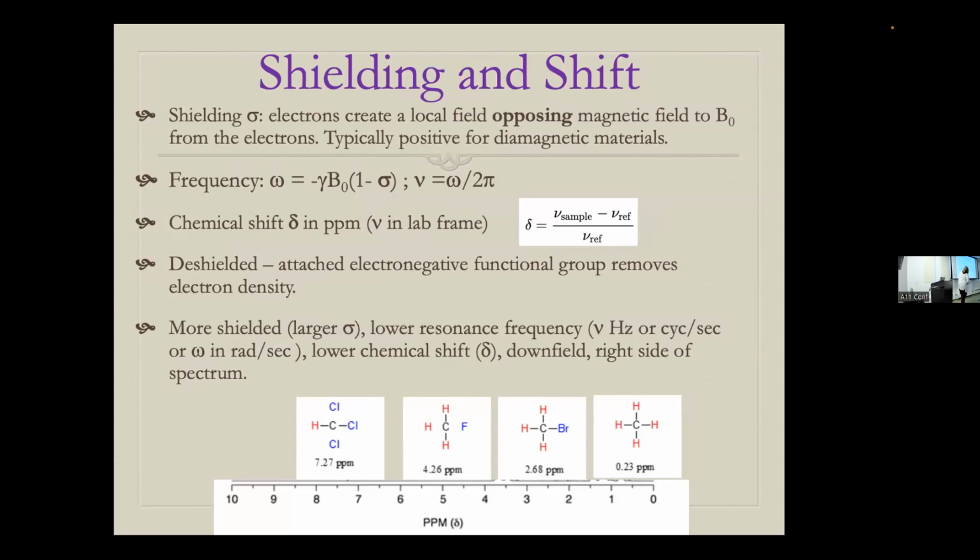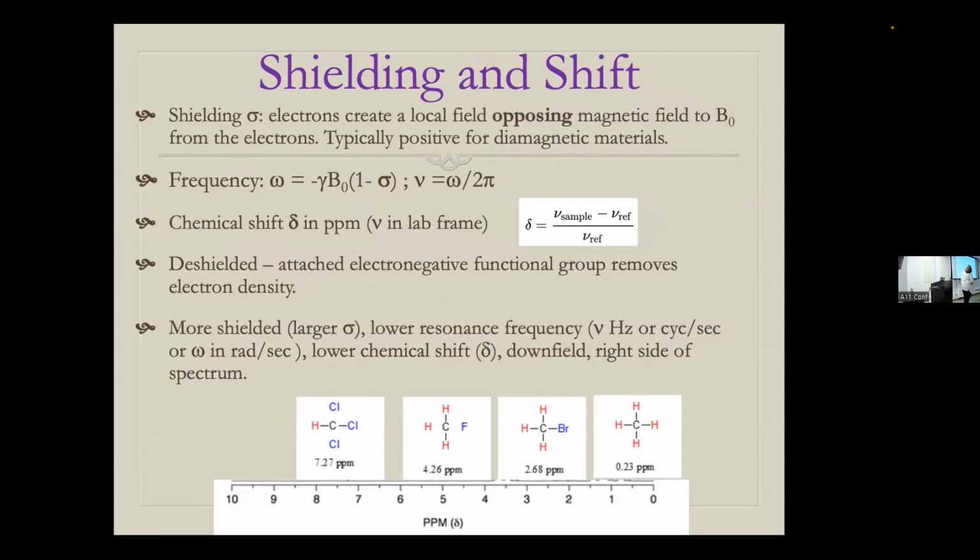So chemical shift in ppm is your sample less a reference, divided by a reference, and we have to agree as a community who's the reference. Jargon: shielded means dropping the frequency further, more electron density, more dropping the frequency. So if I'm more shielded, my frequency is always lower.